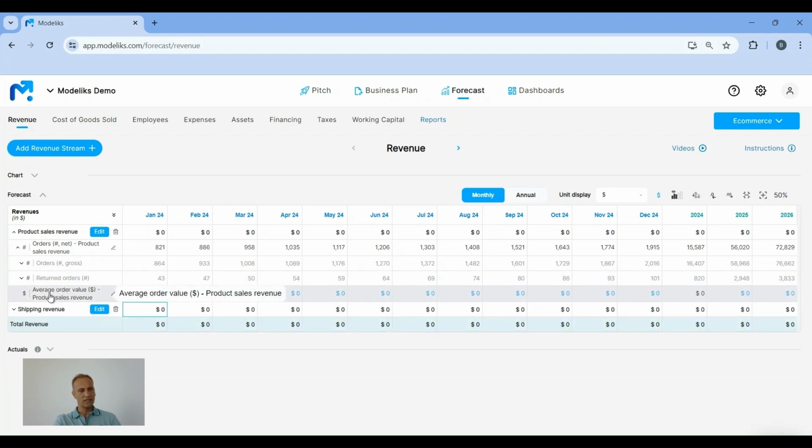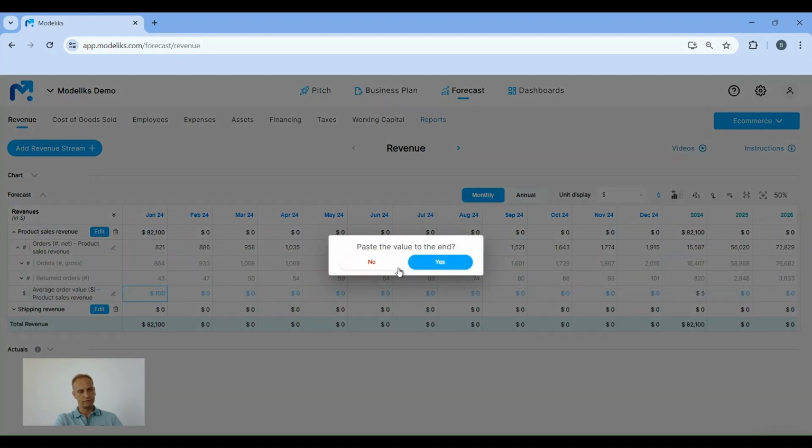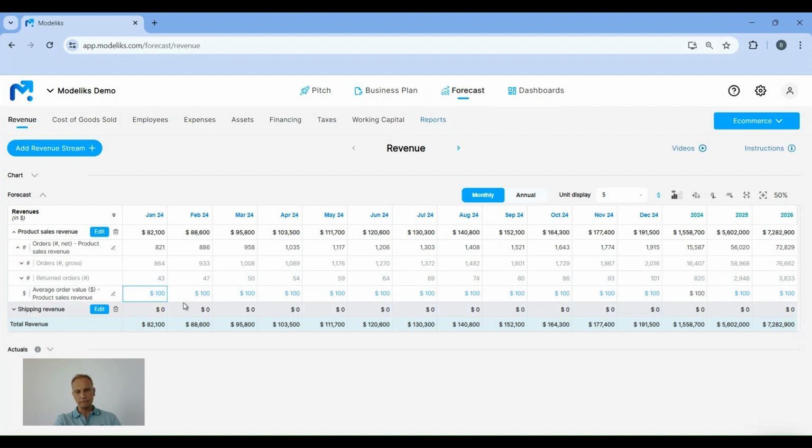The final input is the average order value, or the price that the customer pays on average for each order. So let's say that on average, customers pay $100 per order. And with that, now we have calculated the total product sales revenue.